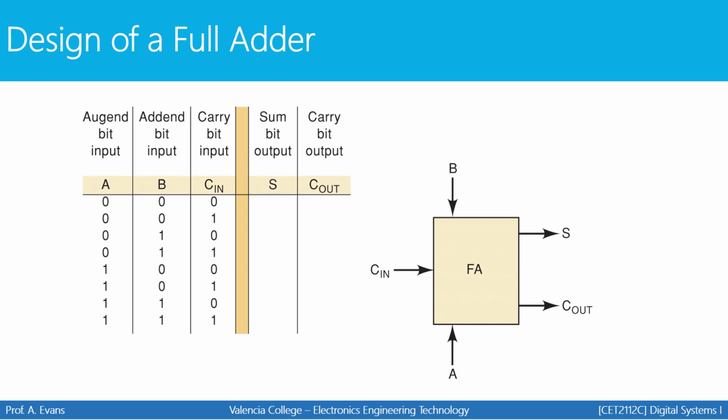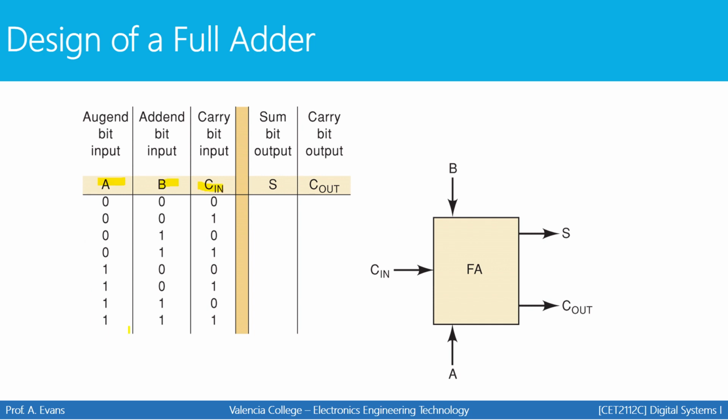So just like we talked about earlier in the semester with the design process, we always have to start a design with a truth table. And so on the right, you'll see our diagram for the full adder. You'll see that it has 3 inputs, input A, input B, and input C in. That stands for carry in. So we have our 3 inputs labeled on our truth table.